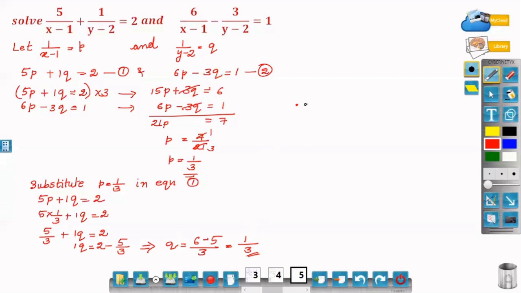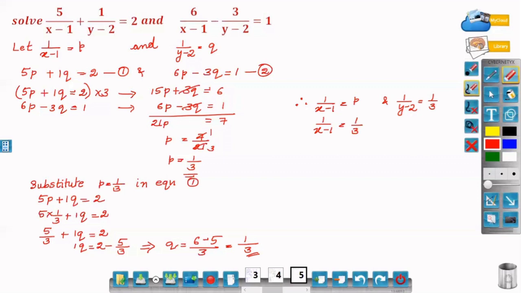Now, we have taken 1 by x minus 1 as p and 1 by y minus 2 as q. Its value is 1 by 3. So 1 by x minus 1 is equal to 1 by 3, and 1 by y minus 2 is equal to 1 by 3.